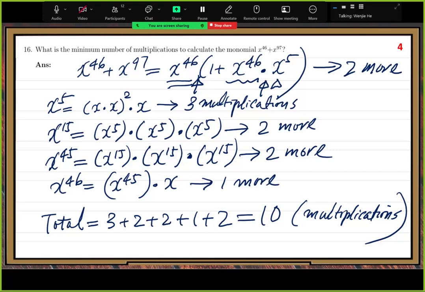So from this example, you get more experience on how to minimize the number of multiplications.